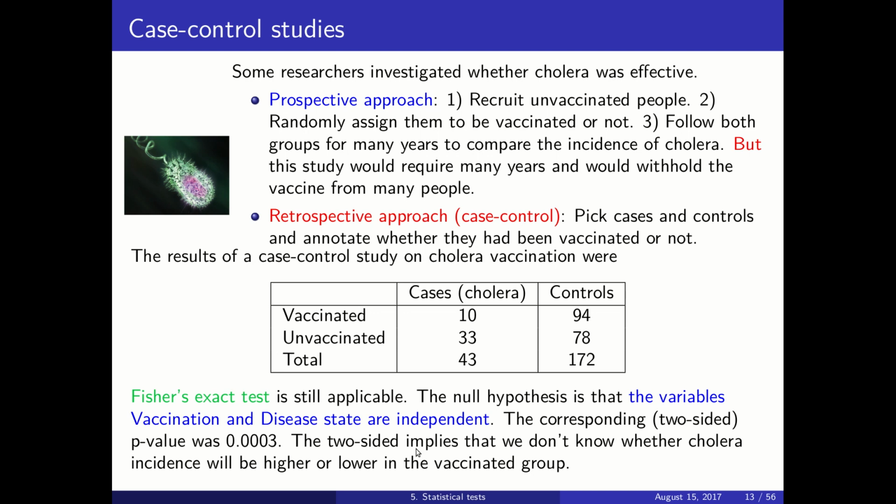If you compute a p-value with a test that is two-sided, that means that you don't know whether the vaccination will result in a higher or lower incidence of cholera in the vaccinated group. Otherwise, if you are only interested in detecting vaccines that reduce the incidence, then you should do a one-sided test.